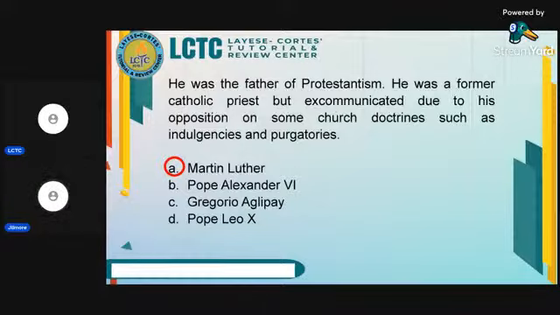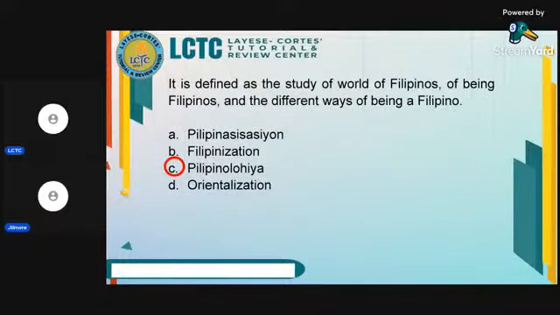Pope Leo X was the Pope who excommunicated Martin Luther. By the way, why was Martin Luther excommunicated? It was due to his 95 Theses, due to his opposition on some church doctrines such as indulgences and purgatory. Take note, he was not excommunicated right then. He was called and asked to retract all his claims against the Catholic Church. But he refused. So it was Pope Leo X who excommunicated Martin Luther.